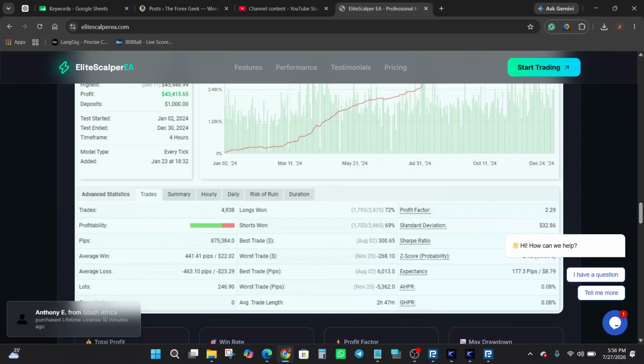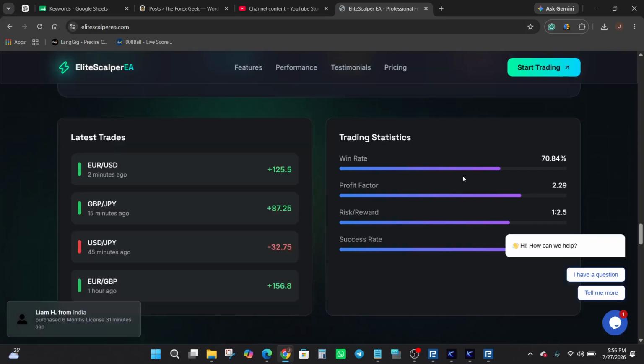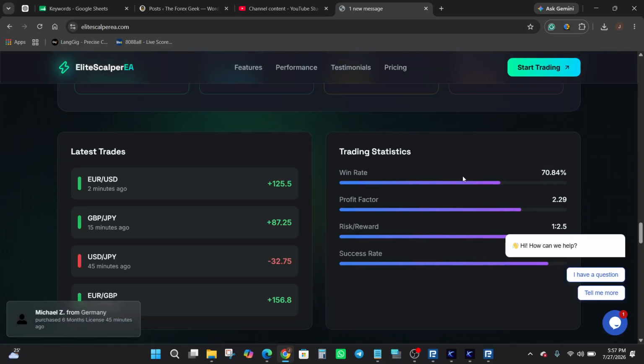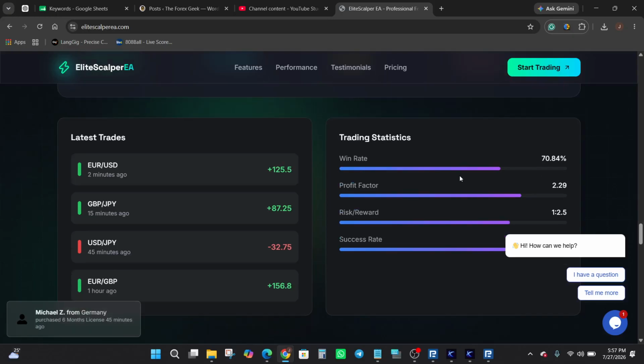Overall, based on the information available on the website, Elite Scalper provides a detailed overview of its features, licensing options, and historical performance. The site offers considerably more performance information than many automated trading products, which gives traders more data to evaluate. At the same time, it is still important to independently verify performance wherever possible and avoid relying solely on marketing material when assessing any expert advisor.